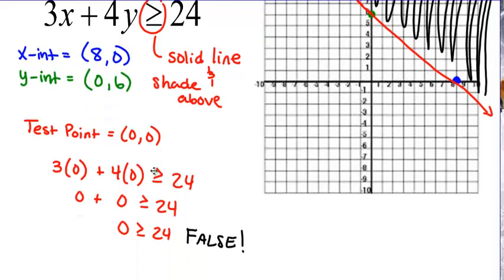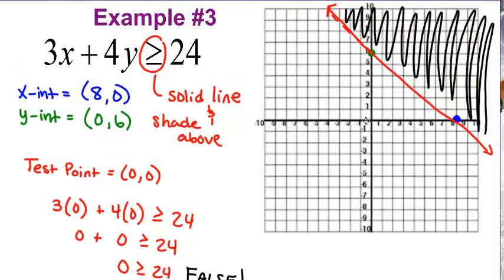You can take a look at our work with a test point. 3 times 0 plus 4 times 0, those are both zeros. 0 is greater than or equal to 24, which is false, so instead of shading below the line where (0, 0) is, we shade above the line where we know it will be true.